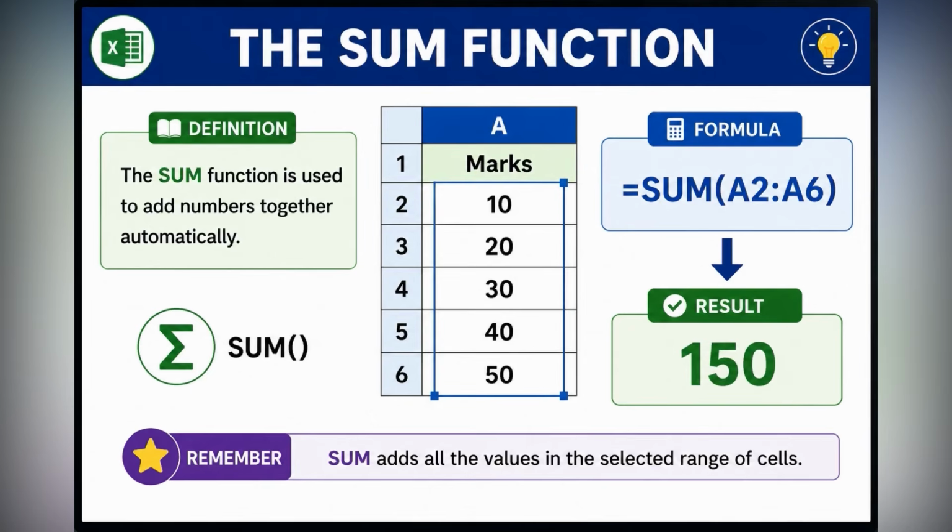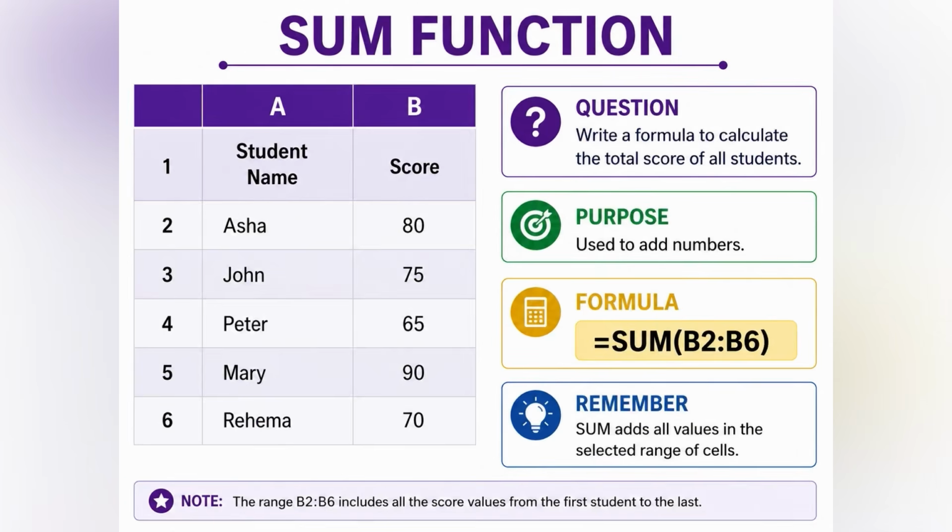In this example, we want to calculate the total scores of all students. First, we identify where the scores are located. We can see that the scores are in column B from cell B2 up to cell B6. Since we want to add all these scores together, we use the sum function. The formula is equals sum open brackets B2 colon B6 close bracket. Notice that we use a colon because the cells form one continuous range.